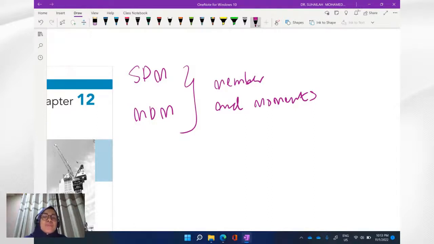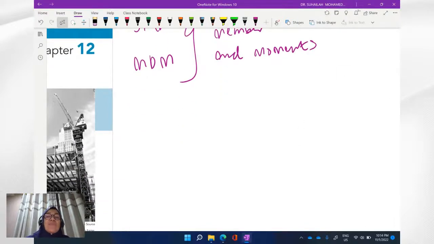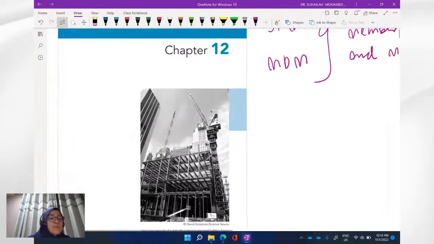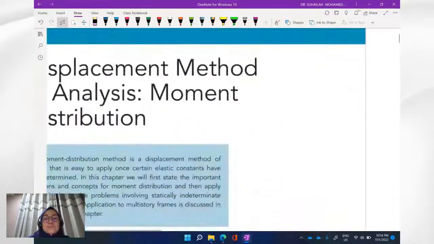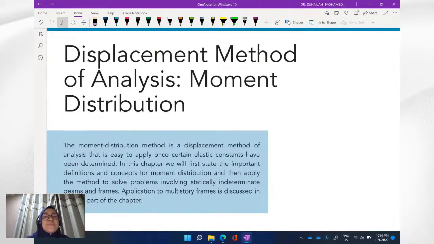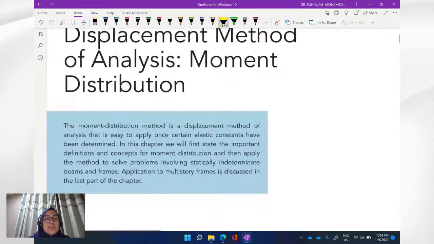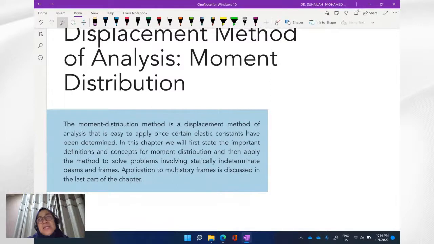the most important thing is the learning outcome. So what is the learning outcome for moment distribution method? So we look at this. Moment distribution method: we will solve indeterminate beam and frame. We will analyze beam and frame to solve the member end moment.